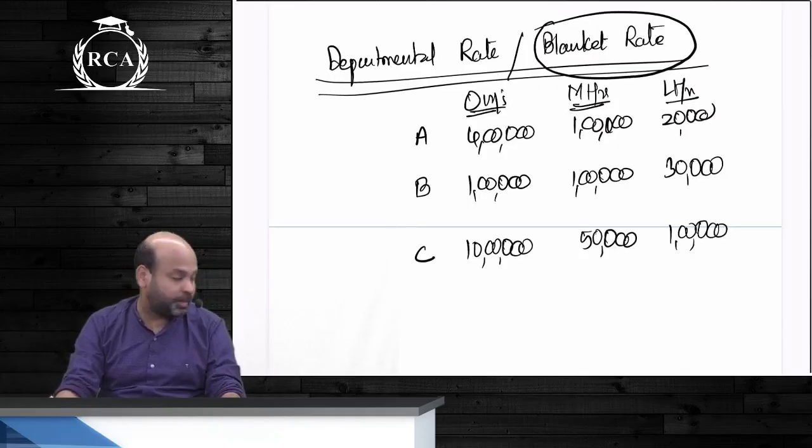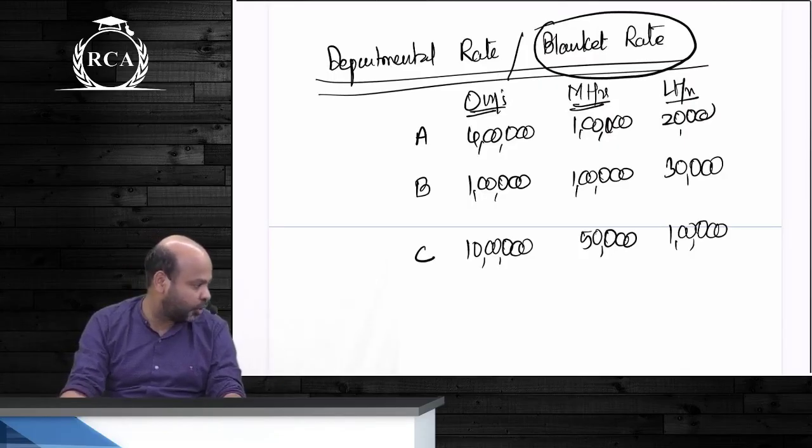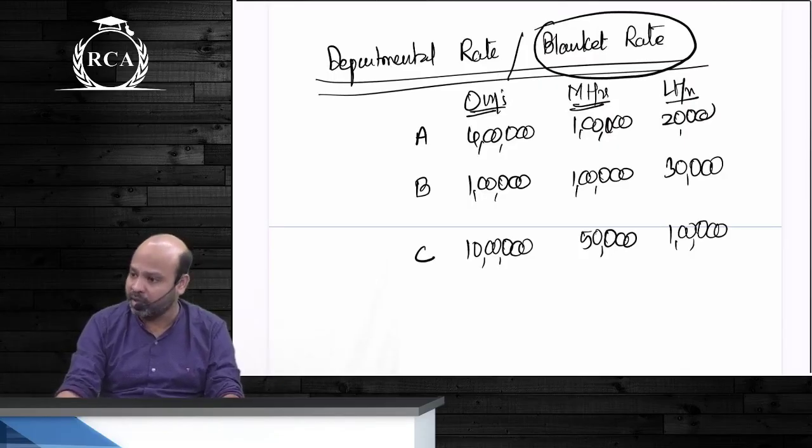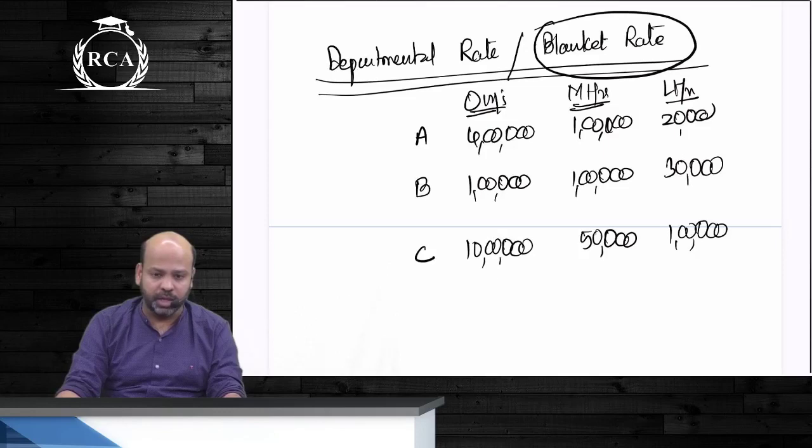If I follow departmental recovery rate method, I am going to compute a separate recovery rate for each department depending on how the work is performed in that department. If it is labor intensive, you're going to divide by labor hours. If it is machine intensive, you're going to divide it by machine hours.